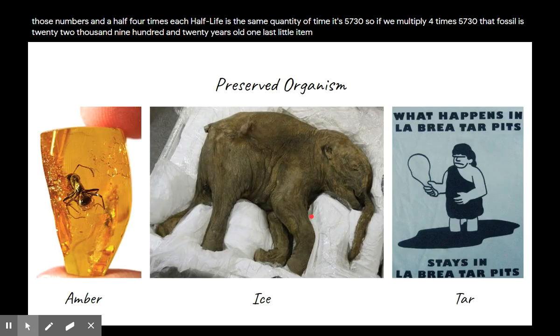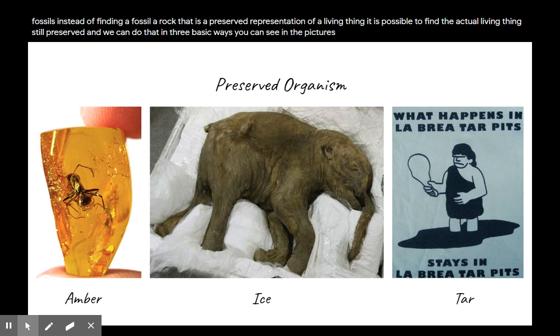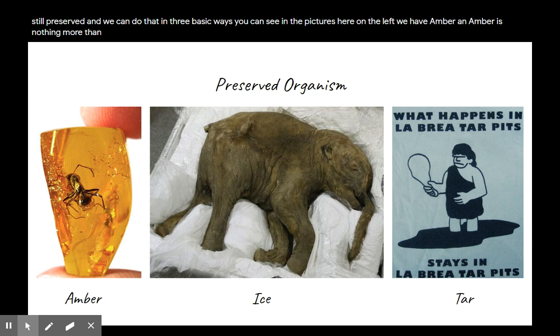One last little idea to go along with fossils here, although these aren't quite fossils. Instead of finding a fossil, a rock that is a preserved representation of a living thing, it is possible to find the actual living thing, still preserved. And we can do that in 3 basic ways. You can see in the pictures here on the left, we have amber. And amber is nothing more than hardened tree sap.